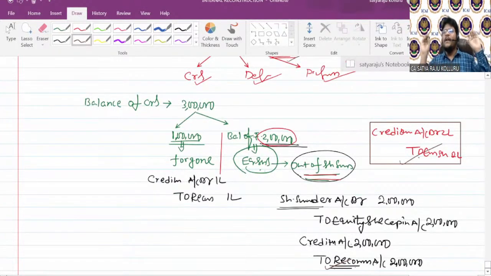That means whenever you are utilizing the share surrender, the journal entry is the same in all cases: share surrender to equity share capital. But at the time of issuing such shares to the creditors, you need to nullify the creditors account, and that amount you need to transfer to reconstruction account. If reconstruction and share surrender cancel each other, then the net entry is creditors to equity share capital account only. Do you agree, all of you?